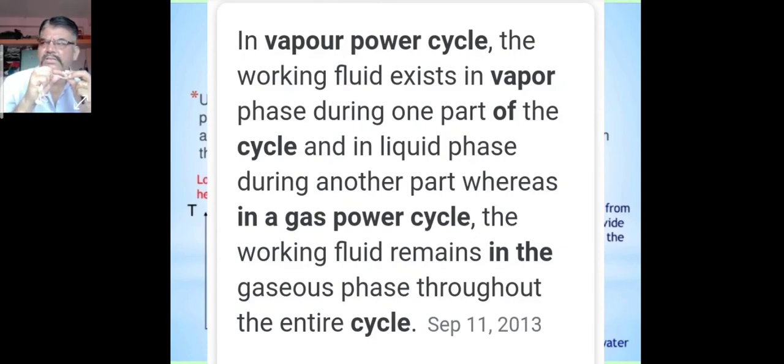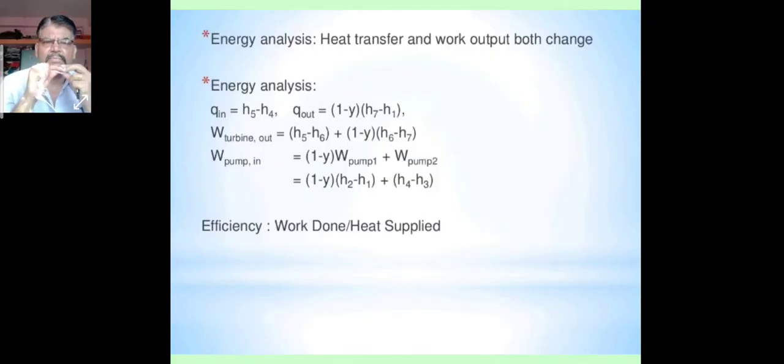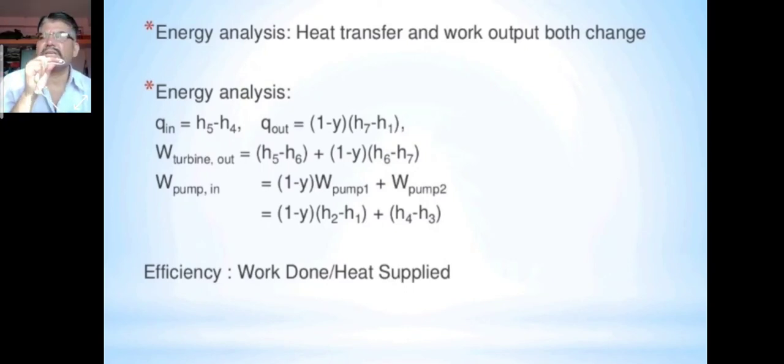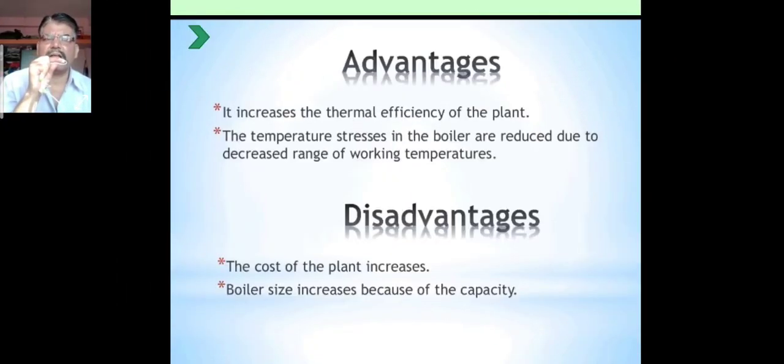Now what happens in the vapor power cycle? The working fluid exists in the vapor phase during one part of the cycle and in the liquid phase during another part, whereas in the gas power cycle the working fluid remains in the gaseous phase throughout the cycle. Then the efficiency of the reheat cycle, as I told you. Again, these are the advantages.